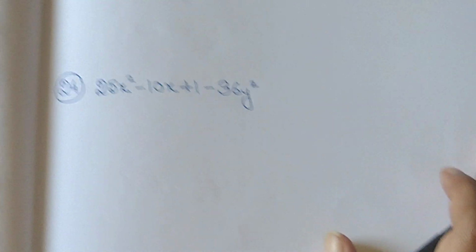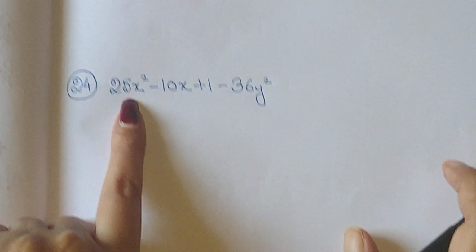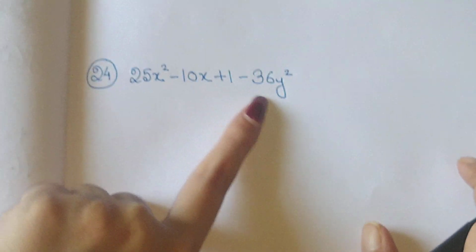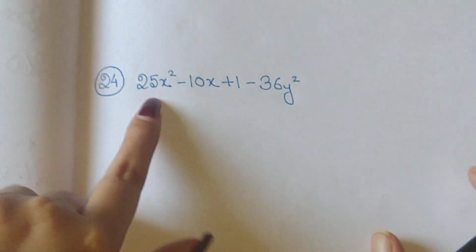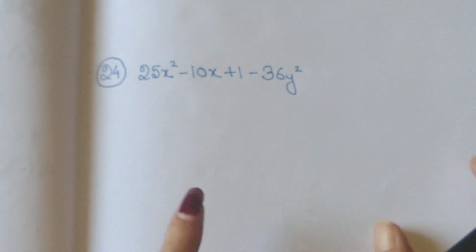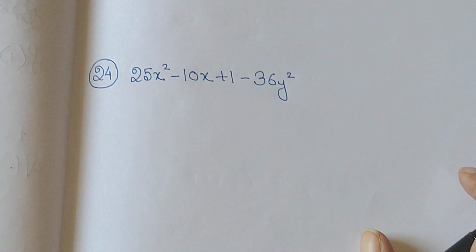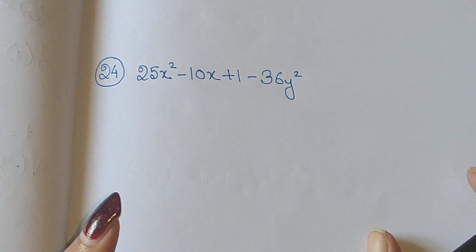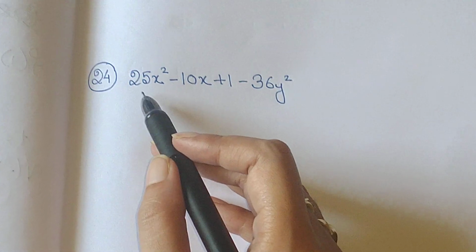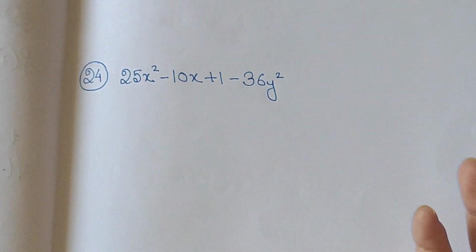Number 24. The question is 25x square minus 10x plus 1 minus 36y square. Now you can see that the difference of two squares form is not given. So I have to convert it into the difference of two squares form. As you can see, 25x square is a square term.